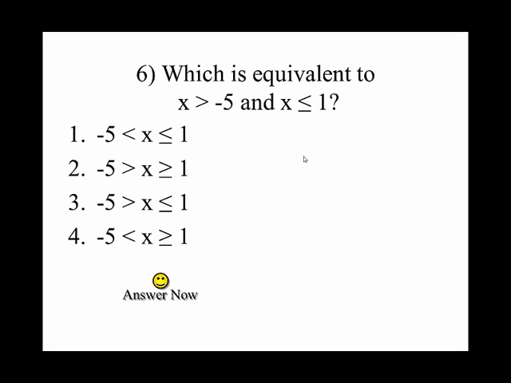Which of these compound inequalities would be equivalent to x is greater than negative 5 and x is less than or equal to 1? The correct answer here is number 1. Since the x is greater than negative 5, when we reverse it and put the x in the middle, the opening has to be going toward the x. And then in this case, the 1 has the opening toward it. So we end up with number 1 there.